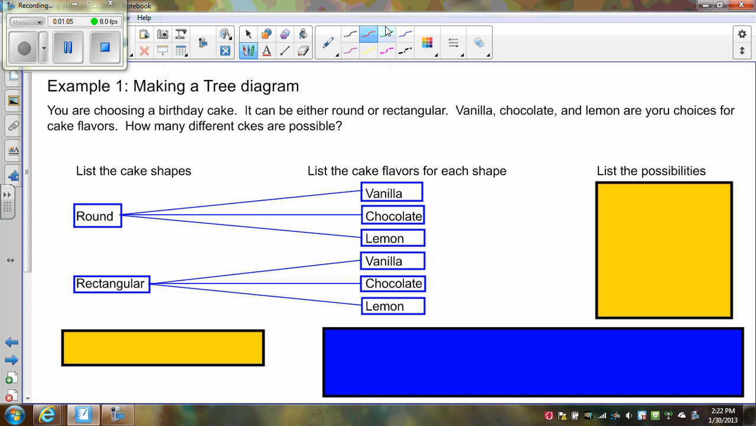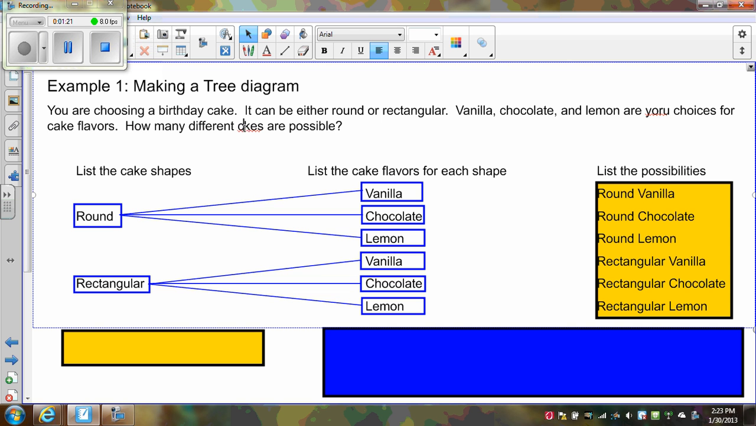So let's go over making a tree diagram. You are choosing a birthday cake. It can be either round or rectangular, and it can have vanilla, chocolate, or lemon for the cake flavor. How many different cakes are possible? I'm sorry for my typo.